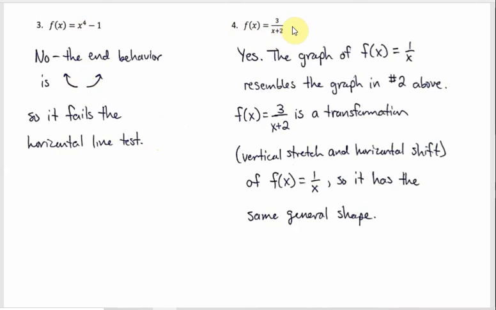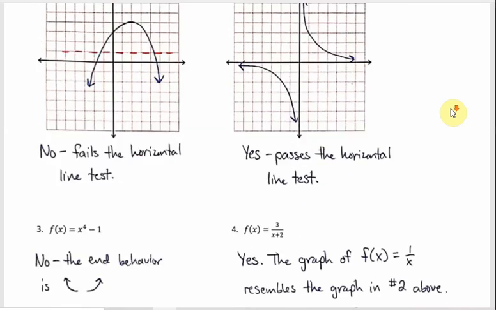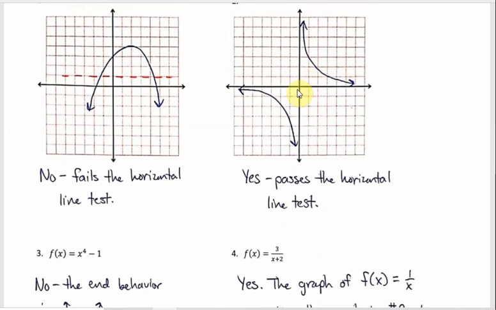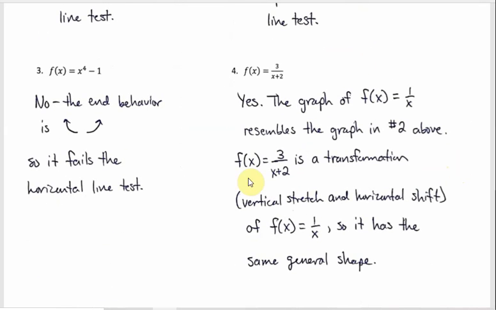This one over here, it kind of looks like the graph of 1 over x. It's the same kind of shape. And the graph of number 2 is more or less what the graph of 1 over x looks like. It's just that 1 over x would go through the point 1, 1 and -1, -1. But it's the same general shape. So the function that's there, the 3 over x plus 2, that's a transformation of 1 over x because it's a horizontal shift, right? Horizontal shift 2 to the left, and then a vertical stretch of 3, but it's still going to be that same shape. And if it's got that same shape as number 2, and number 2 ended up being 1-to-1, then number 4 also ends up being 1-to-1.